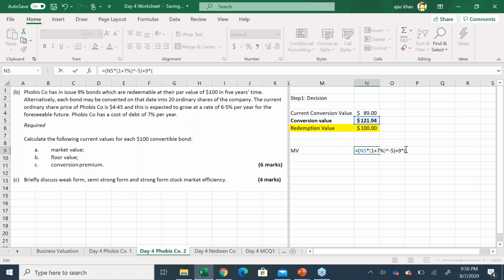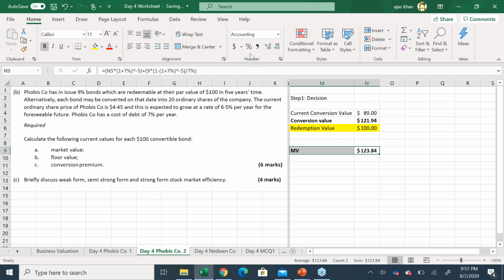Okay. And how do we calculate it? 1 minus 1 plus R, which is 7%, raised to the power minus 5, and divided by 7%. 123.84. That's the market value of the debenture per $100 bond.